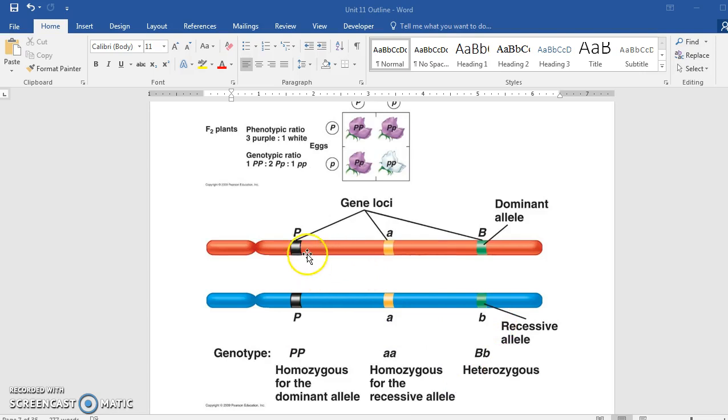And so an individual that would get the big P would be homozygous for the dominant allele. Dominant because it's big P, homozygous because they're both the same. An organism that would get the little a gene and little a from the two chromosomes would be homozygous because they're both the same. But since they're lowercase, it tells us they're recessive. And then for a different gene on these two homologous chromosomes, there's a big B and a little b. These would be called heterozygous because one is capital, one is lowercase, so dominant versus recessive, heterozygous.